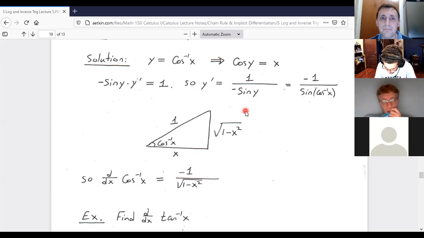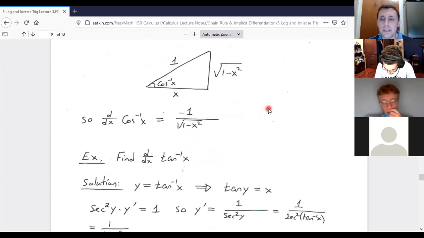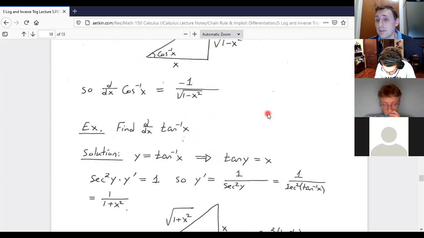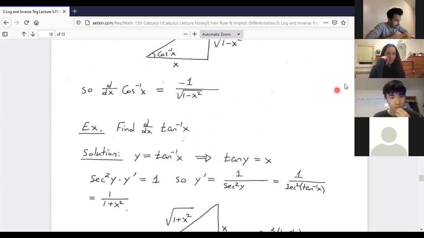Okay, this time. Now here is how you solve it. y equals tangent inverse. Tangent y is equal to x. The derivative of tangent is secant squared. If you forget the derivative of tangent, it's just sine over cosine, okay? Always have multiple routes to the target.